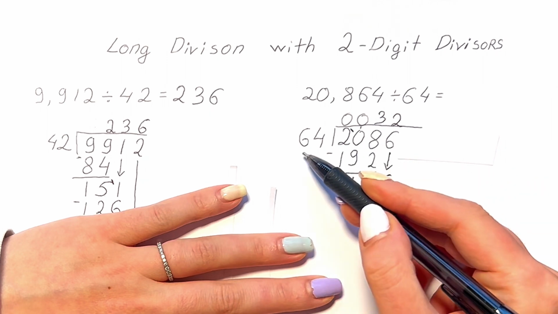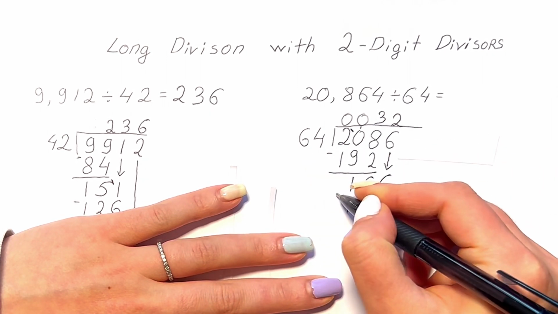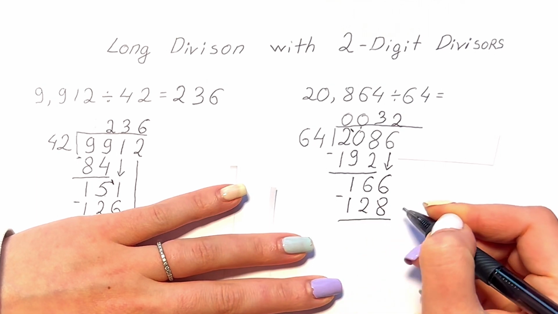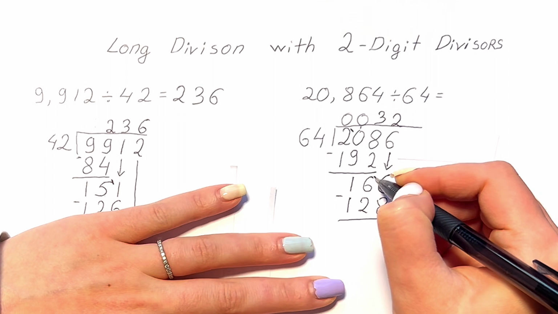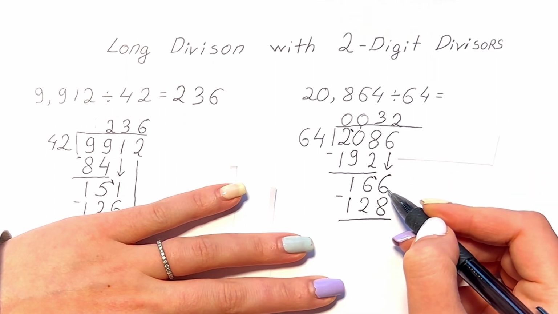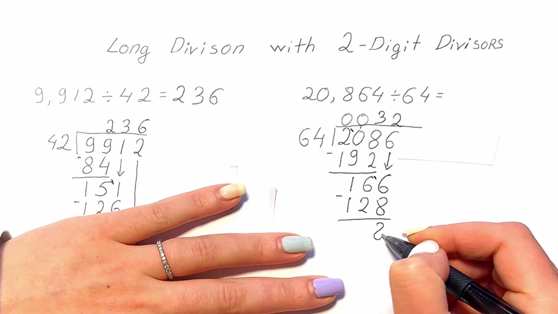2 times 6 is 12. Let's subtract to get the remainder. 6 minus 8, I can't do that. I'm gonna borrow from the tens place. This is gonna become 16. 16 minus 8 is 8.